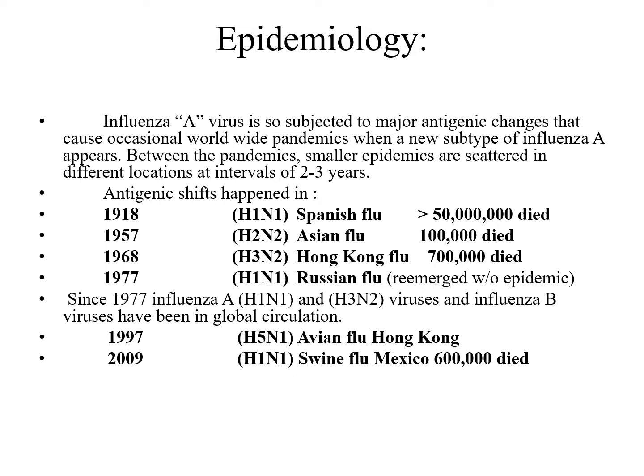If we look at the history, in 1918 we had what's called the Spanish flu, which was caused by H1N1, and during that period more than 50 million, and some references say more than 100 million people, died from the Spanish flu infection. Also in 1957 there was an Asian flu, where 100,000 died as a result of H2N2.